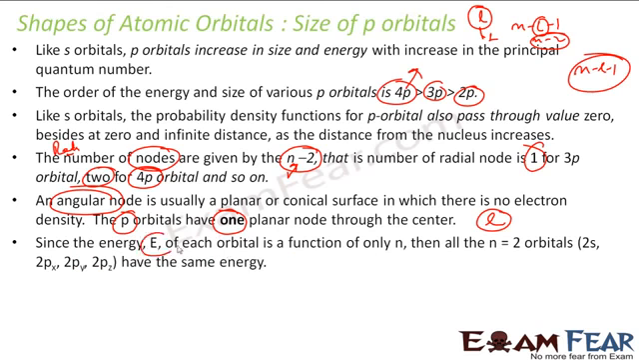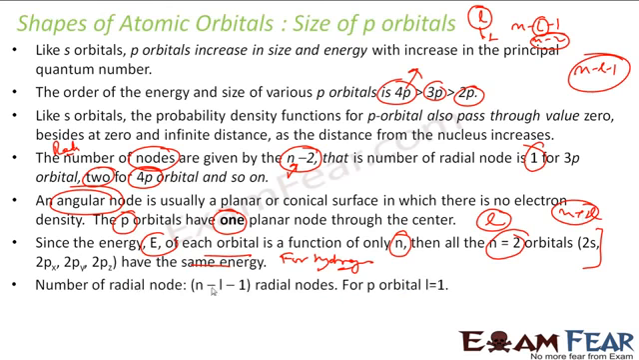And since the energy E of each orbital is a function only of n, all n equal to 2 orbitals have the same energy. So if you say 2s, 2px, 2py, 2pz, they all have the same energy for hydrogen. But actually if you see 2s and 2p, they have different energy. That depends on n plus l for multi-electron atoms.